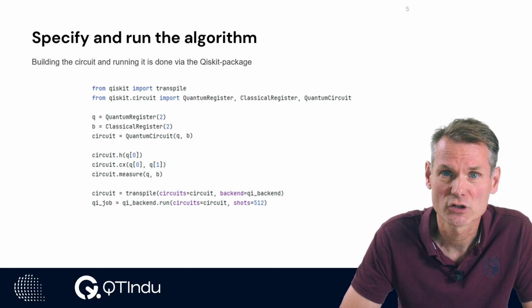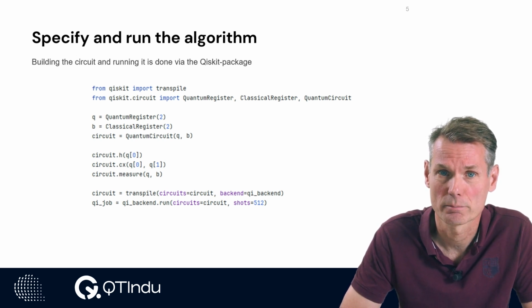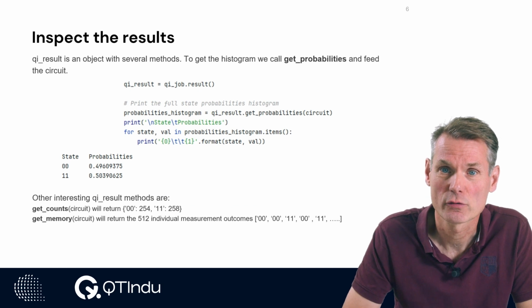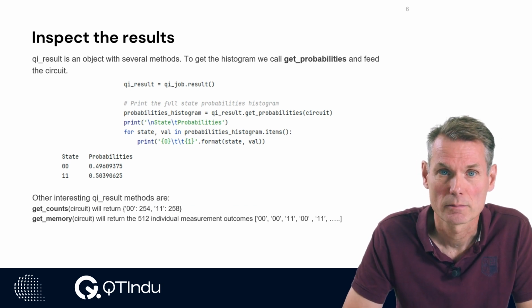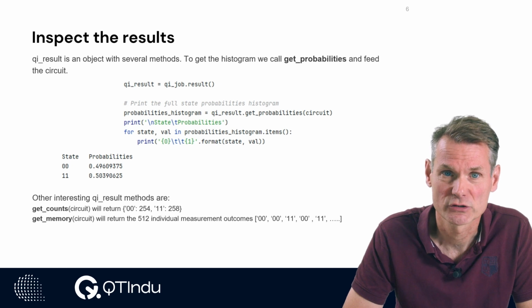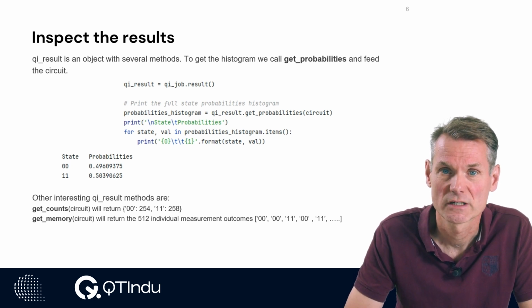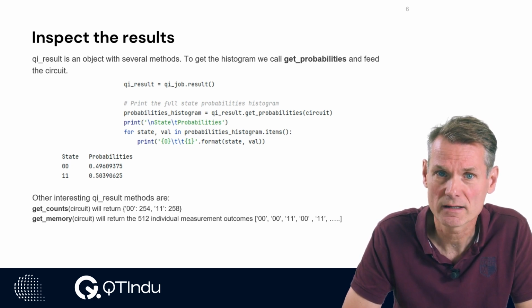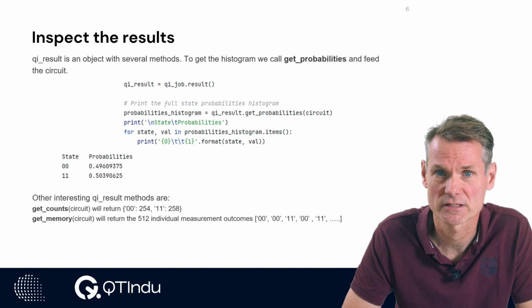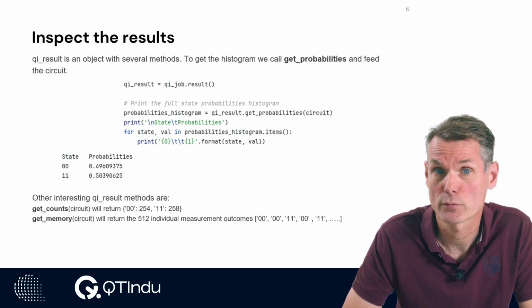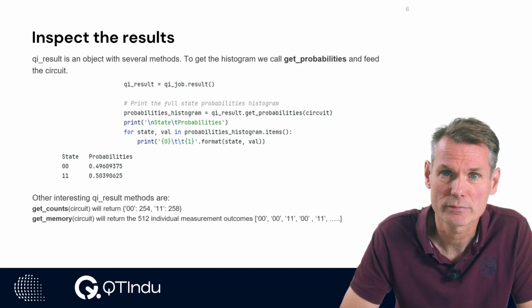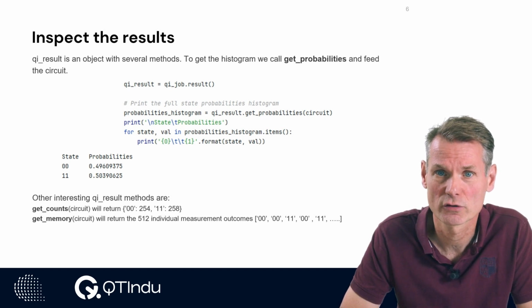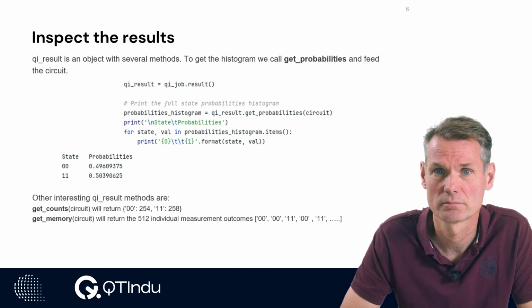To get the result for the job, we have to do an extra step. By calling result on the QI job, we get the results when the job has finished. The method is blocked until the result is received. This QI result is not only data but an object with several methods. To get the probabilities histogram, we call getProbabilities and feed the circuit as a parameter. The circuit parameter here is needed to get a result for that specific experiment.